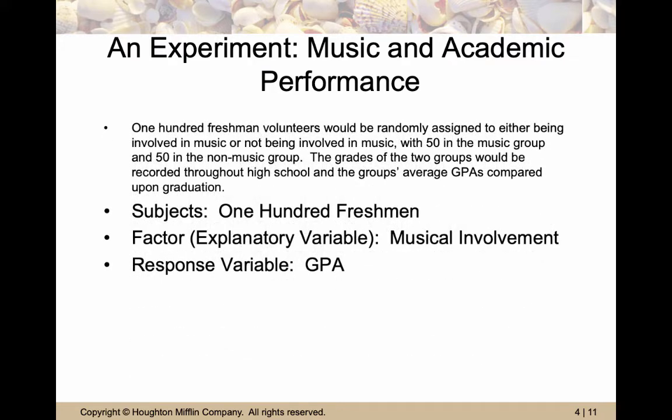So our subjects would be the 100 freshmen. The factor is musical involvement. Either they are or they're not. They are assigned to that at random. And then our response variable is going to be the GPA. That's how we're measuring a difference in academic performance.